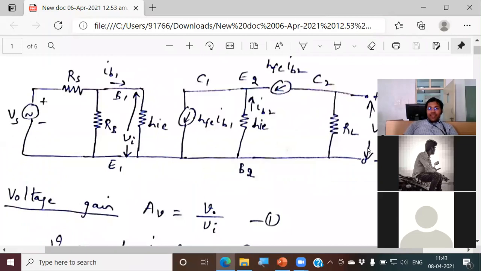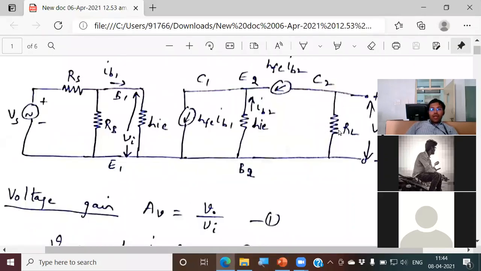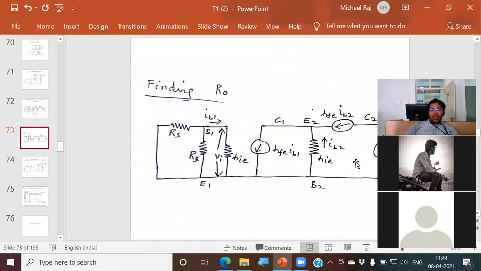The process for finding output resistance, rule number 1, Vs short circuit. Rule number 2, pull out RL. I am switching off fan, remaining lights, whatever other are connected, they are not affected. Still the functionality is intact. So again, I repeat, point number 1, everybody understood, VS replaced by short circuit. Point number 2, pulled out RL.